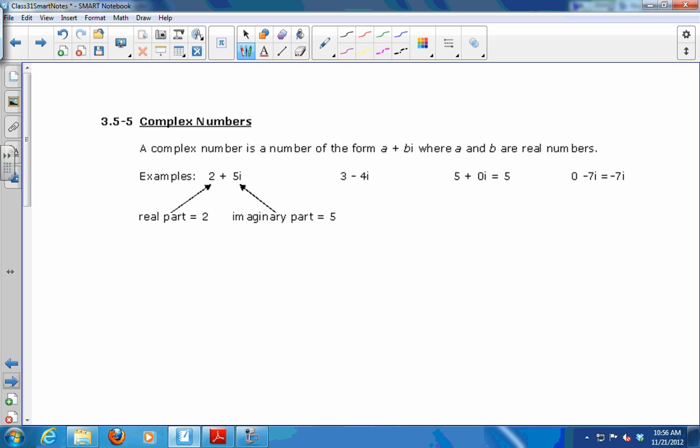All right, so this introduces us to the complex number system. Complex numbers are numbers of the form a plus bi, where a and b are real numbers, the kinds of numbers we've worked with so far. The a, the part with no i on it, is called the real part, and the b, the number that has the i with it, is called the imaginary part. So some examples: 3 minus 4i, 5 plus 0i, 0 minus 7i. Those are all complex numbers.